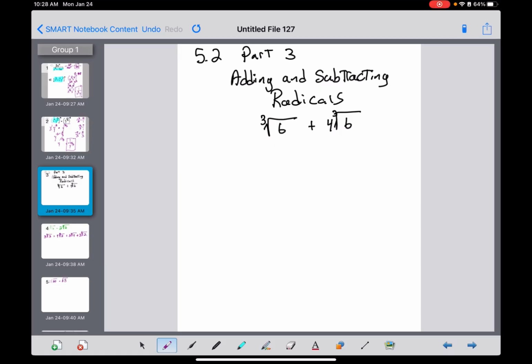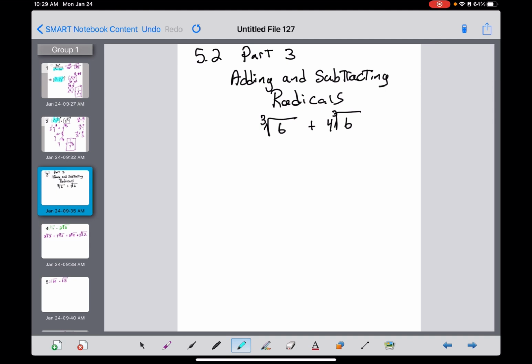So today, adding and subtracting radicals. When you're adding and subtracting radicals, that means we're going to take something like the cubed root of 6 plus 4 times the cubed root of 6. Now there's a couple things that have to happen in order for you to add or subtract radicals. This only applies to adding and subtracting radicals, not to multiplying radicals.